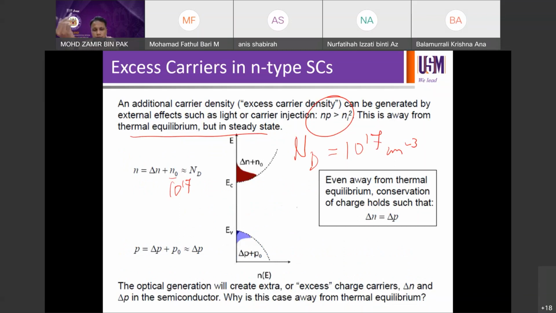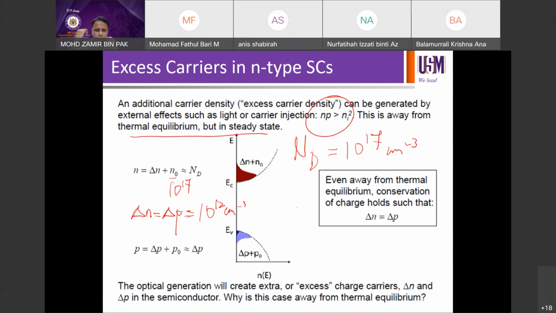If you are generating excess carriers, which can be represented as delta N, which also equals delta P, because we need to break a bond in order to generate new carriers, say your excess carriers is around 10 to the 12.